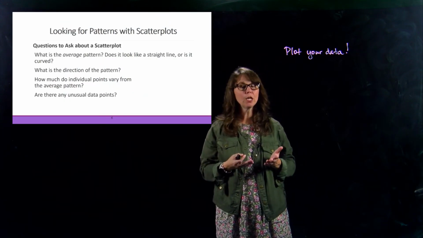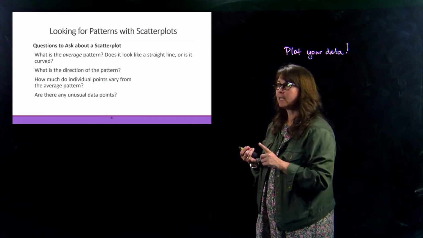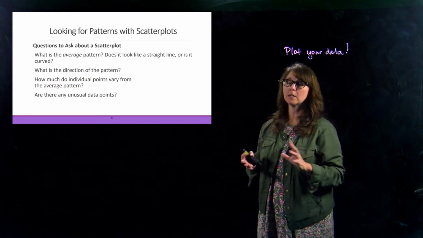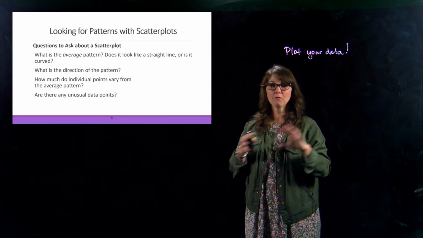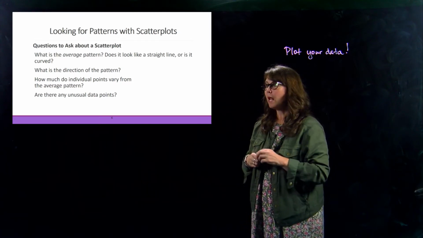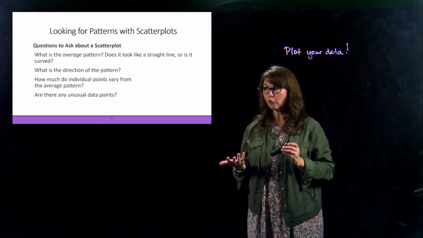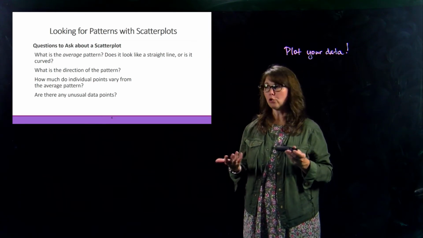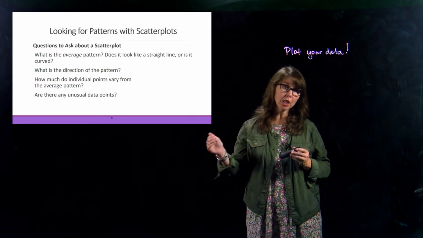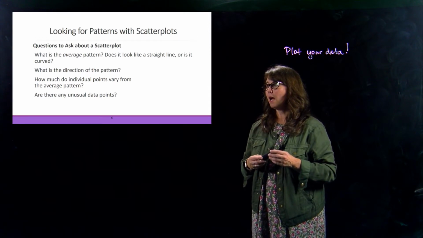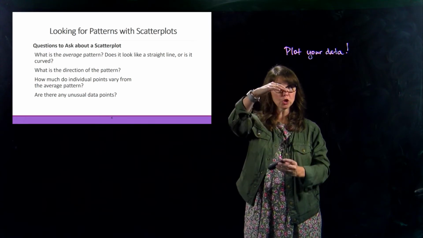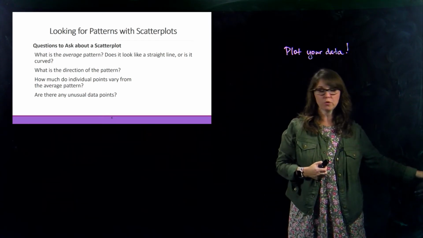So what have we been looking at in these scatter plots? We've been looking at the average pattern. So notice that we're not trying to nitpick the pattern apart. We're trying to look at that average pattern. Is it increasing from left to right, or is it decreasing from left to right? Is it a straight line? Is it a curve? Both of those seem to be fairly straight. What is the direction of the pattern? Is that pattern positive? Is it increasing? Is it decreasing? How much do individual points vary from the average pattern? So is there a lot of vertical spread, or is there not so much vertical spread?